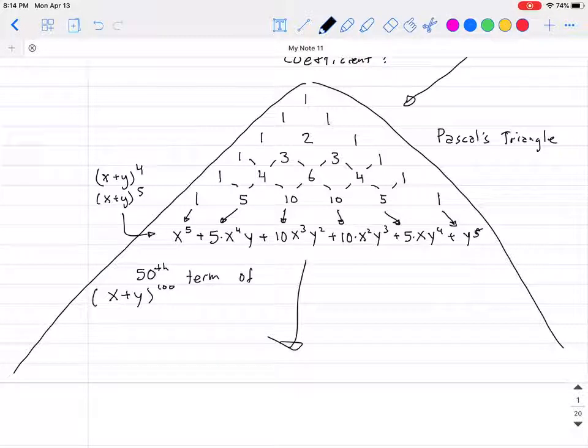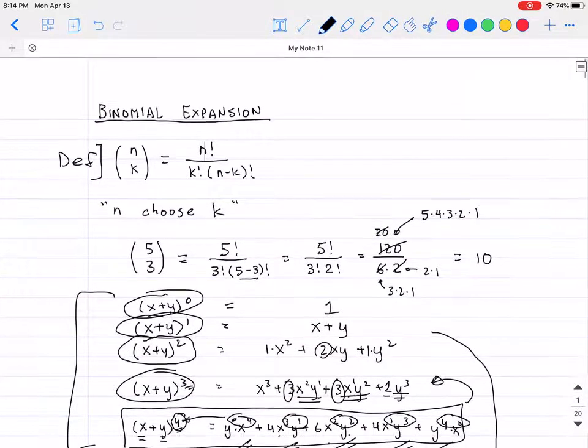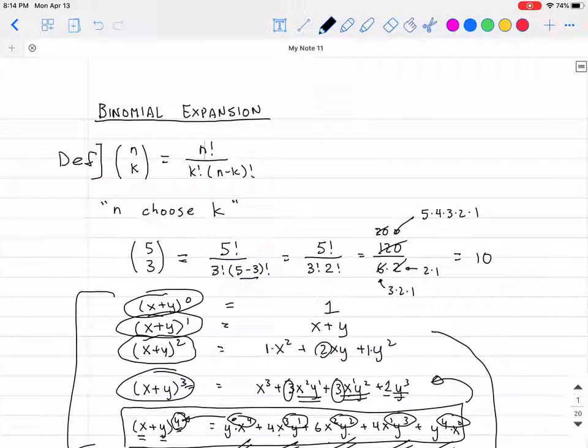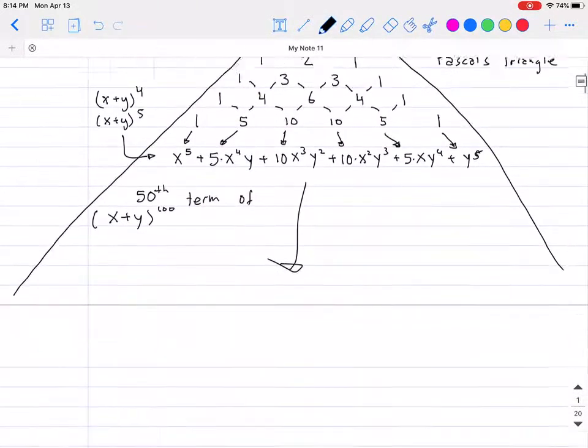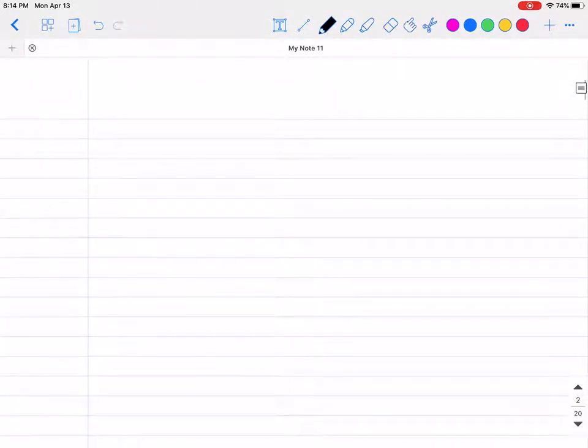Well, it turns out, and the proof I'll maybe leave to your teacher in the future, whoever he or she might be, that this Pascal's triangle is related to this n choose k thing that we were talking about earlier. So here's what I mean by that. Let me go ahead and write out the first few rows of Pascal's triangle. So that's 1, 1, 1. 1, 2, 1, and then 1, 3, 3, 1, and then 1, 4, 6, 4, 1.